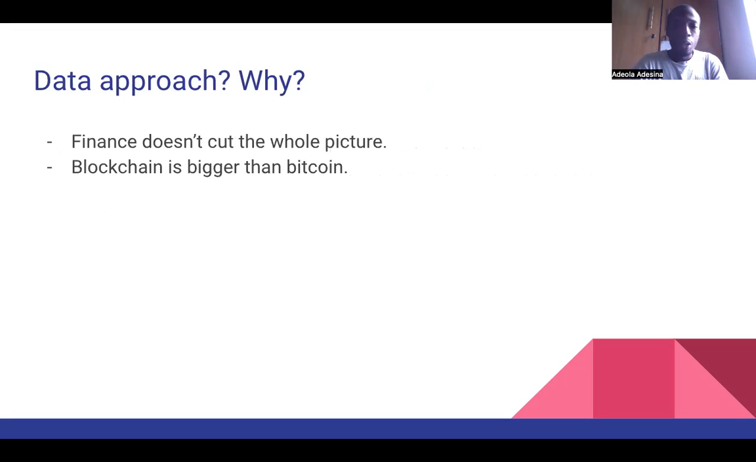So I'm using the data approach to teach blockchain for two reasons. One is that the entire blockchain information out there talks about Bitcoin a lot, but finance does not cut the entire picture, and the blockchain is bigger than Bitcoin. So I decided to use another approach to see if it's going to break down blockchain basics better than using Bitcoin as the whole approach to blockchain education.